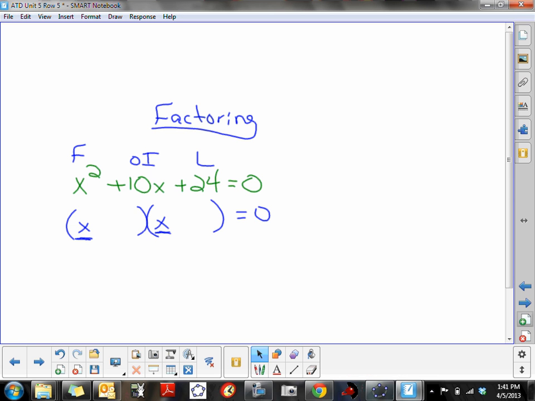Now, the sign back here is positive. What does it tell you about your signs in your binomials? They're both the same, and in this case, they're both positive. You're going to have to reference back in here. They're the same, they're both positive, so plus plus. Now, what are things I can multiply together to get 24? And I have to keep in mind, I want to add them to get 10. So 4 and 6.